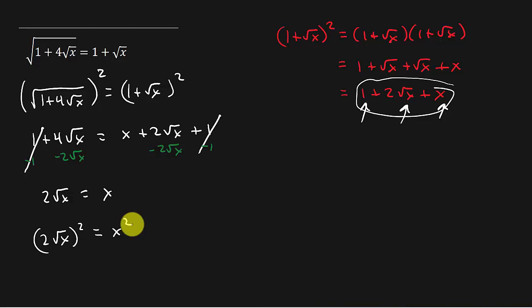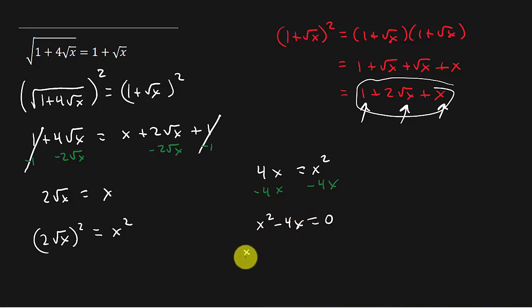And I'm going to come up here. So this is going to leave me with 4x. So remember, when you square this, you square the 2, that's 4. Square the square root of x, that's x. And that equals x squared. And so then we'll subtract 4x from both sides. And that's going to leave me with x squared minus 4x equals 0.